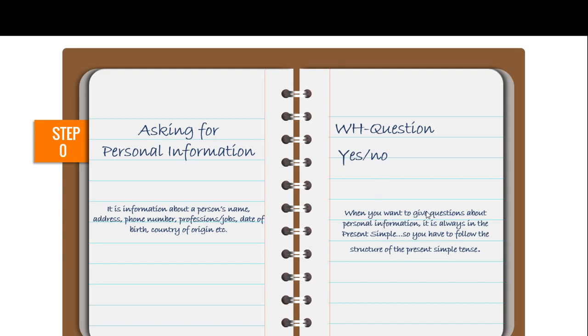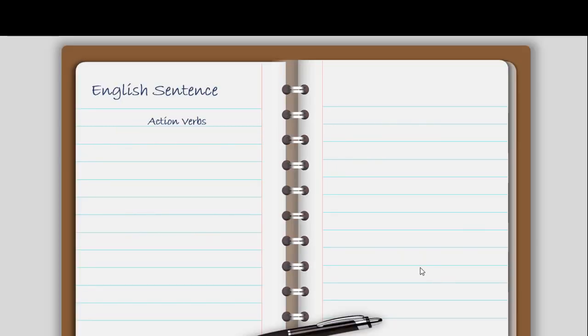When you want to ask questions about personal information, it's always in present simple. So you have to follow the structure of the present simple tense. It's usually present simple because it's related to someone's identity. So it's like that. Here are the basic things that you have to know. When you are making questions, it's very important for you to know about the English sentence.